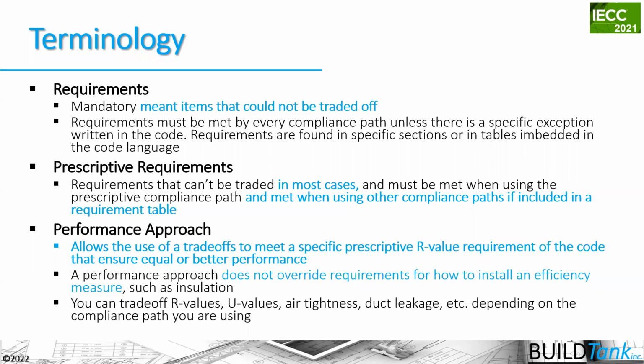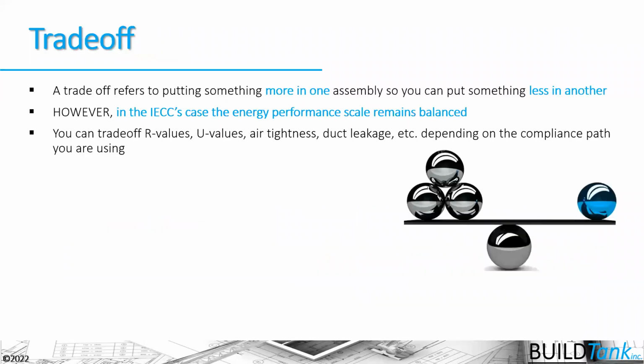But the easiest way to think about this is that requirements are all about how you install something, and trade-offs are all about R-values and U-values. You're allowed to trade off R-values and U-values, but you can't trade off how those R-values and U-values are actually installed. Those installation details are the actual requirements that float over all the compliance options that you're allowed to have. So let's describe trade-offs and what trade-offs actually mean.